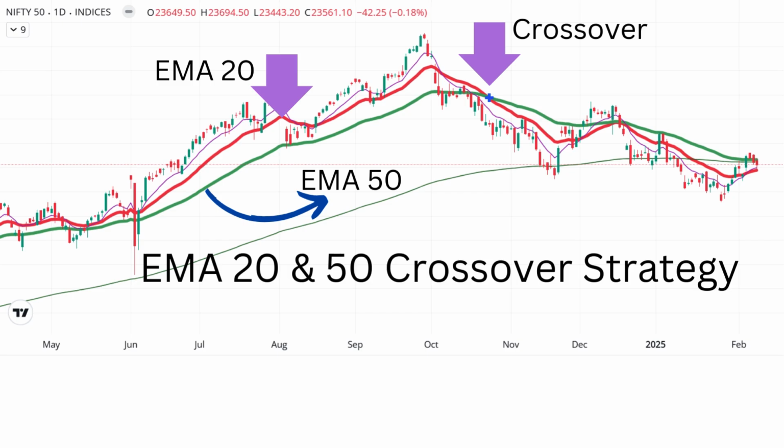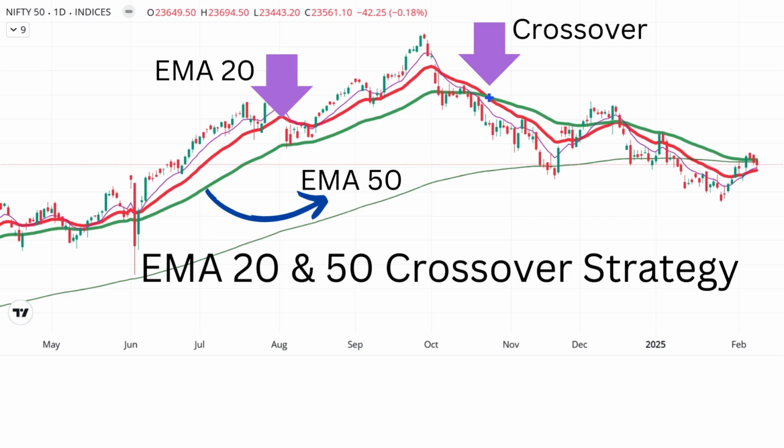Unlike a simple moving average, SMA, EMA gives more weight to recent price data, making it more responsive to price changes. This makes it a valuable tool for traders and investors alike. The EMA 20 and 50 crossover is a widely used strategy to determine potential trend changes.